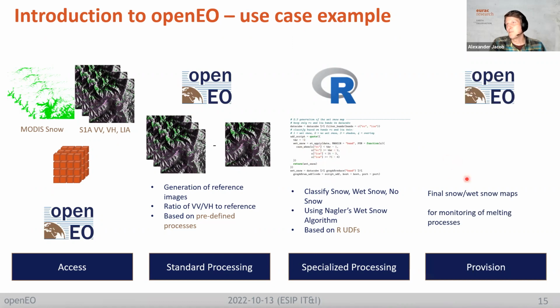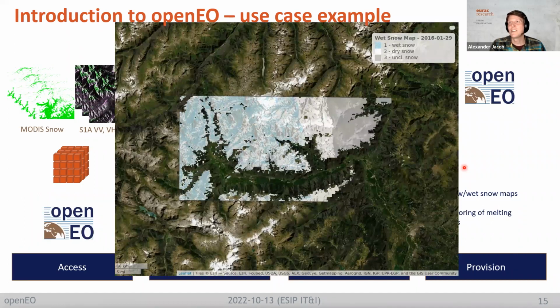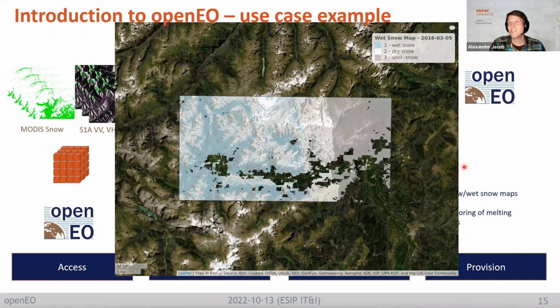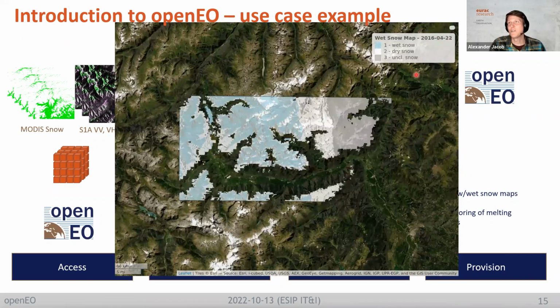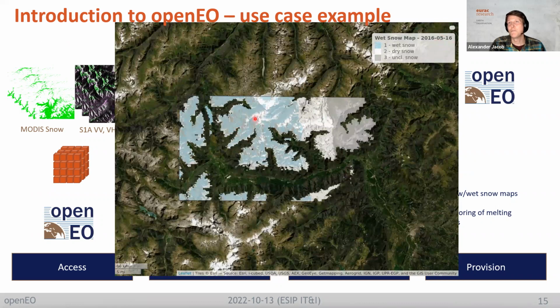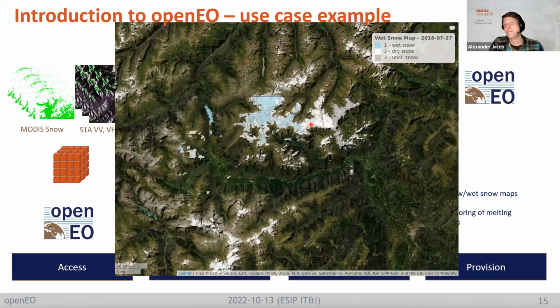And then finally, again, with standard openEO processes, we can download our results. This will be a time series over a full melting season, and then we get our nicely animated series here, where you can see the onset of the melting towards spring. The further we go into spring, the more blue you see because of more melting processes here.